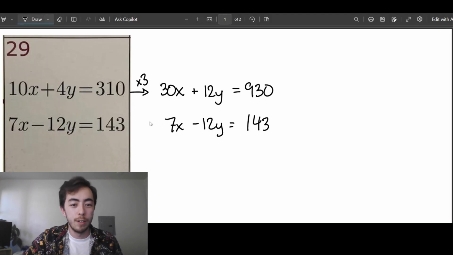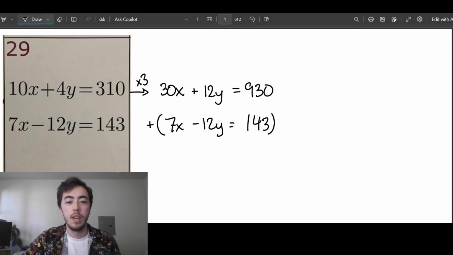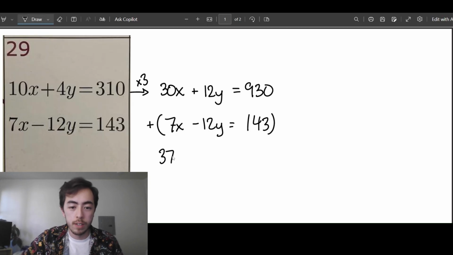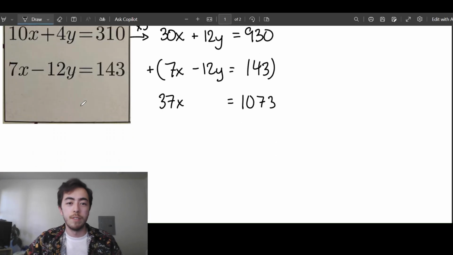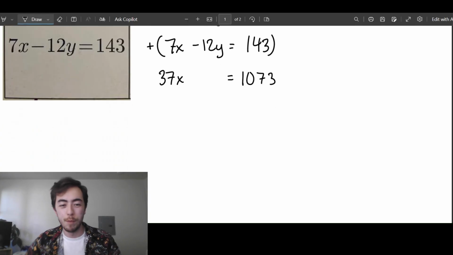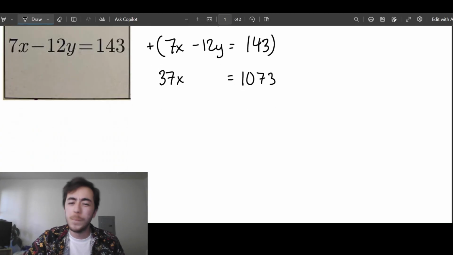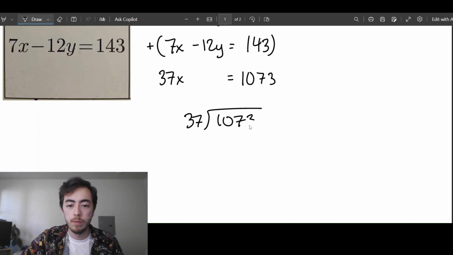So I can add one equation to the other. And here I get 37x. The y's cancel out, or they're eliminated, hence the name elimination. And then I can add this together. It looks like I get 1073. So I just need to figure out how to divide 1073 by 37. Not the easiest, I'd say. Maybe I'll just do some long division for this one.